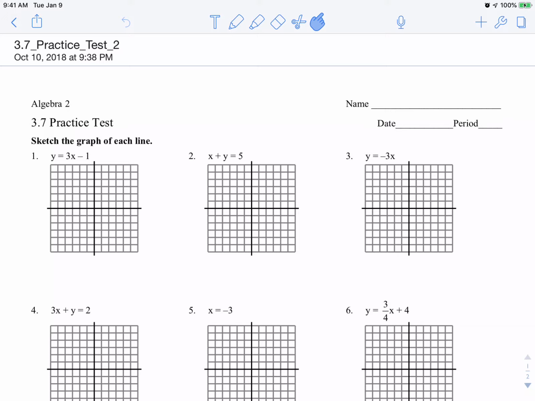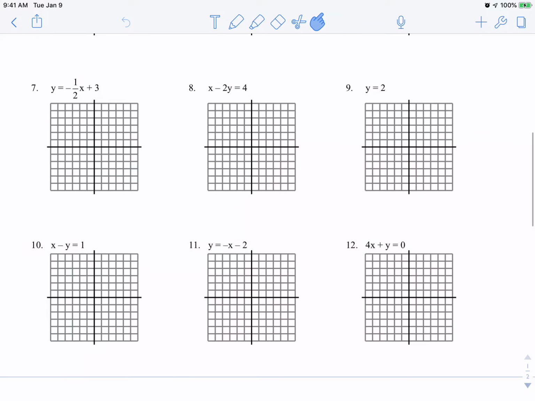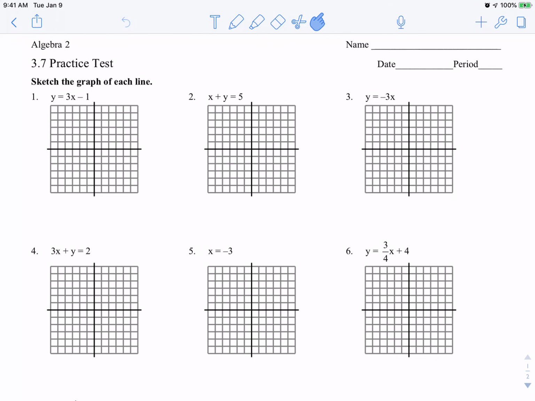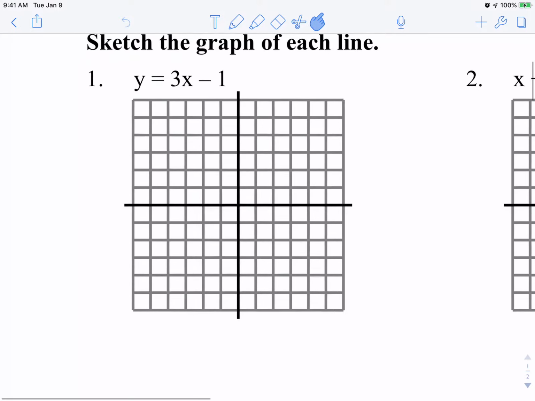3.7 practice test. Remember, we have a test tomorrow, so I'm going to show you how to graph 12 problems. There will be one extra credit that will be on the assignment from yesterday, graphing parallel and perpendicular lines. So let's start at number 1.